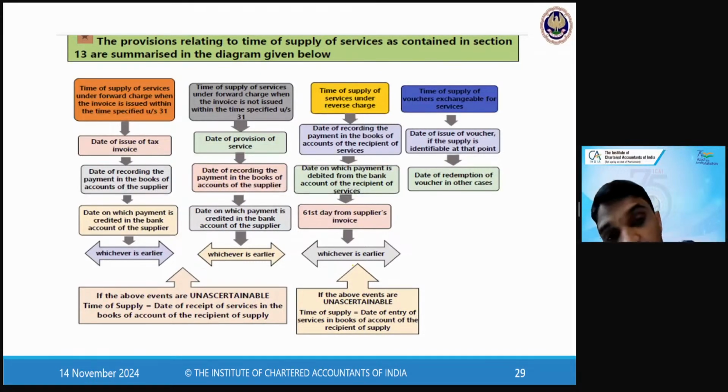And time of supply of services under reverse charge will be date of recording or date of payment, or 61 days from the supplier's invoice, whichever is earlier. And time of supply of voucher: in case of goods, when the issue of voucher is identifiable, then the date of redemption of the voucher.